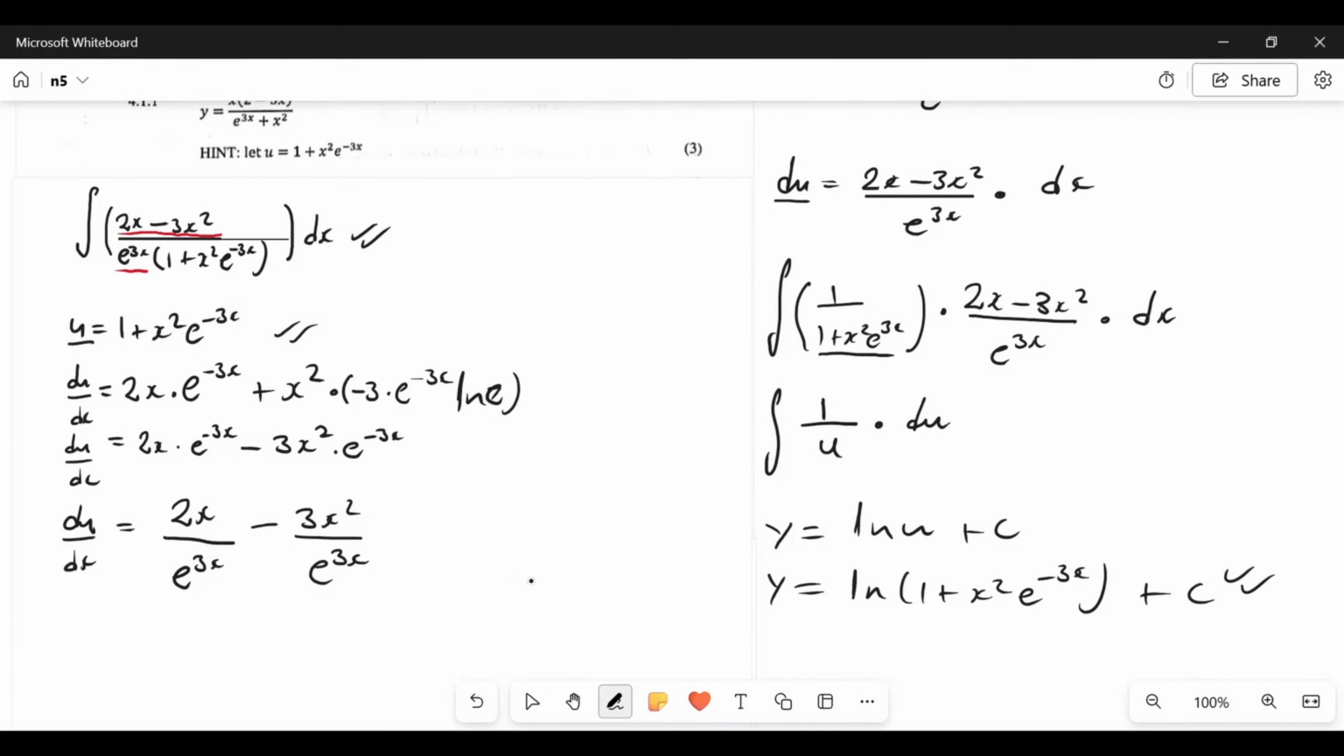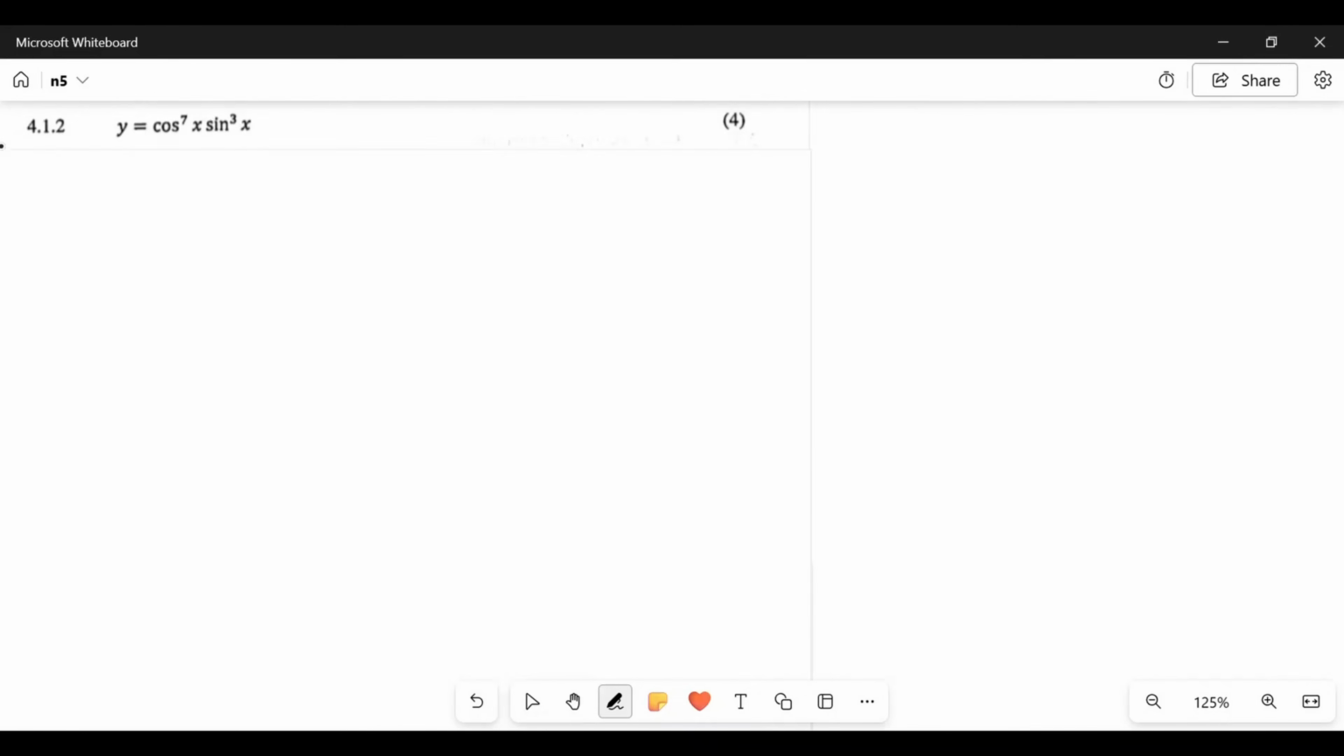Right, people, we are done with question 4.1.1. Let's go and do question 4.1.2. So people, here is our 4.1.2. So this question here, they want us to integrate this question here.